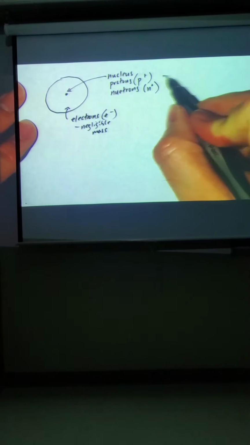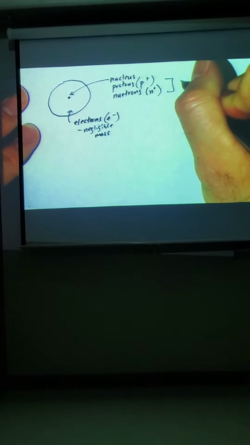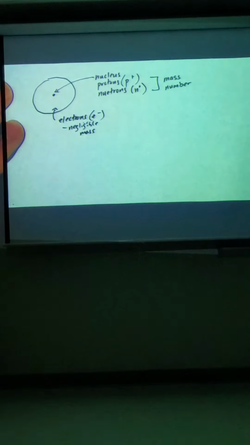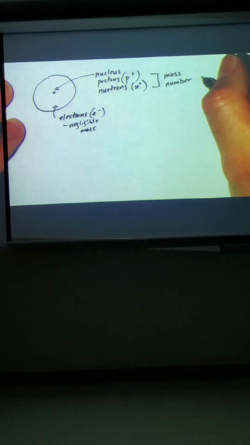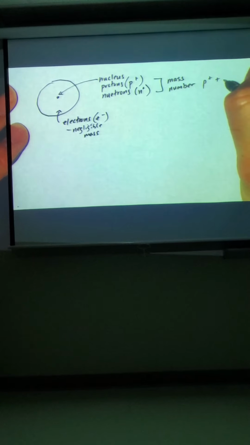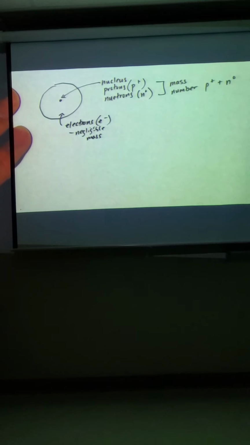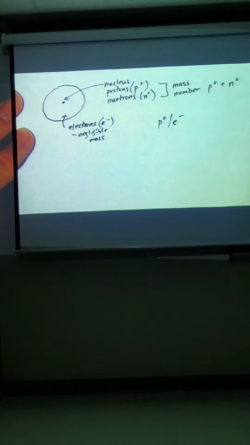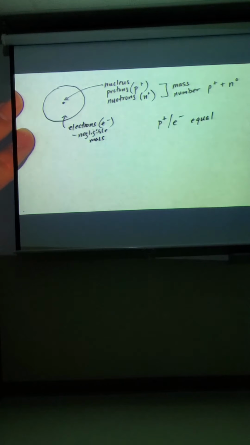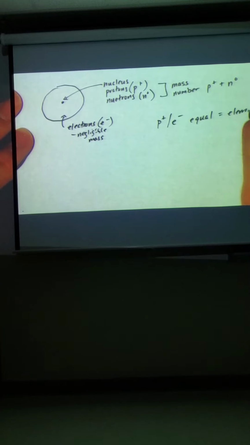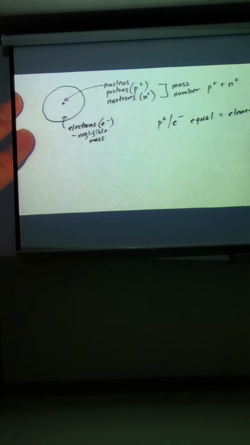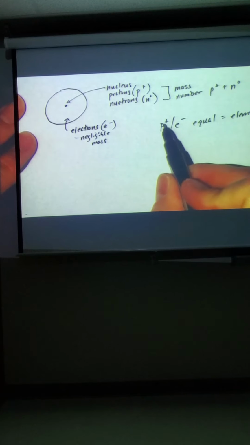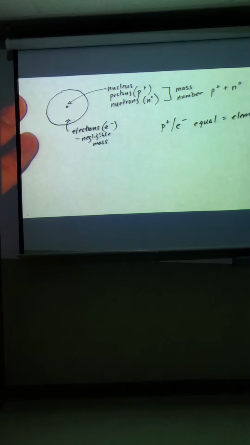But the protons and the neutrons, these are what we call the mass of the atom, so this would be the mass number when you add those together. So mass number is protons plus neutrons. What's unique about an atom is protons and electrons are going to be equal. And that's the case for elements on the periodic table. So protons and electrons are equal. That just means you have just as much positive in the nucleus as you do negative electrons around the outside.